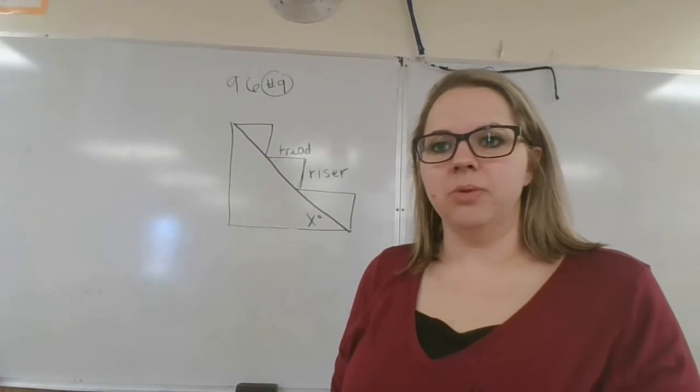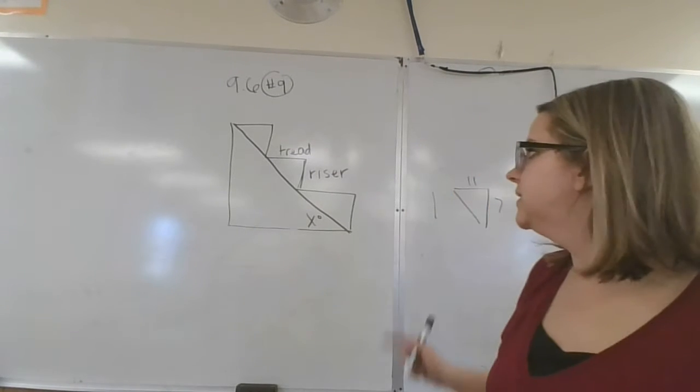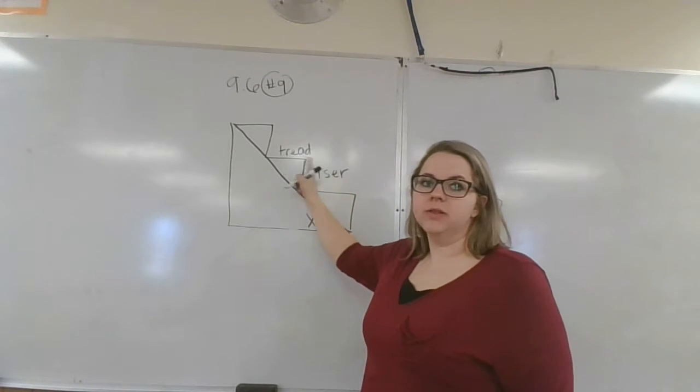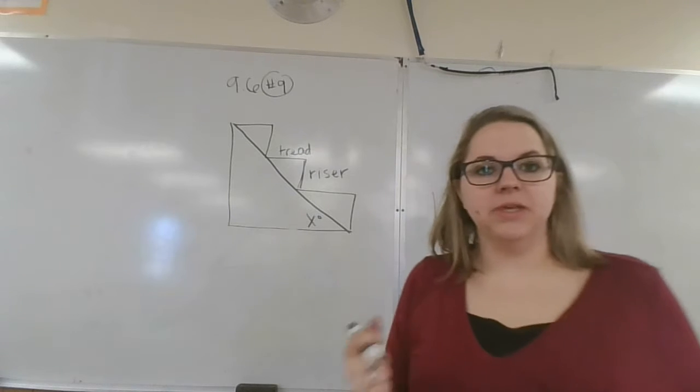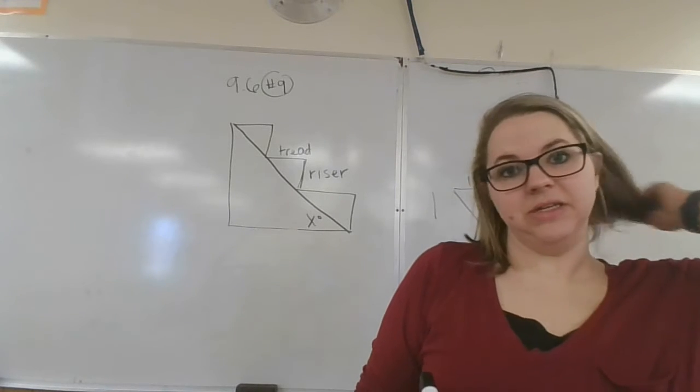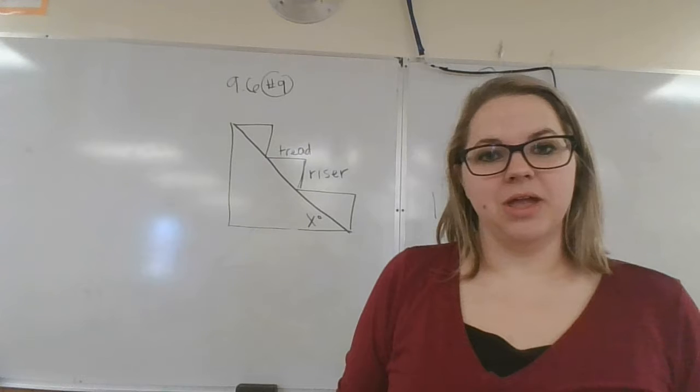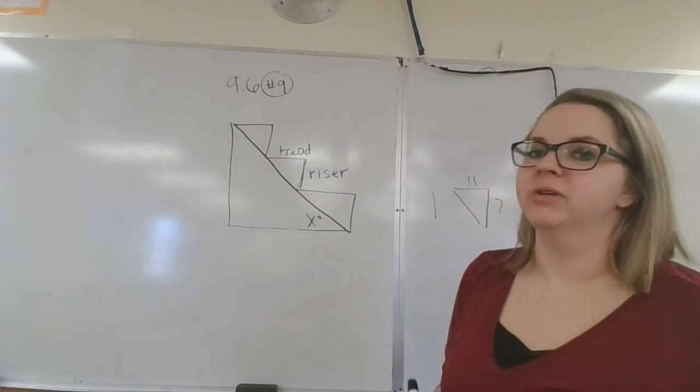So if you're looking at your picture on Big Ideas, it gives you a set of stairs. This is called a riser here. This is called a tread. I actually built my set of stairs in my house. I actually built them in 9 different houses. So I like this part. They chose me because I'm a math person.